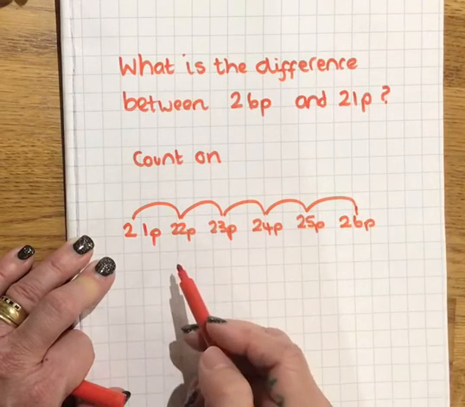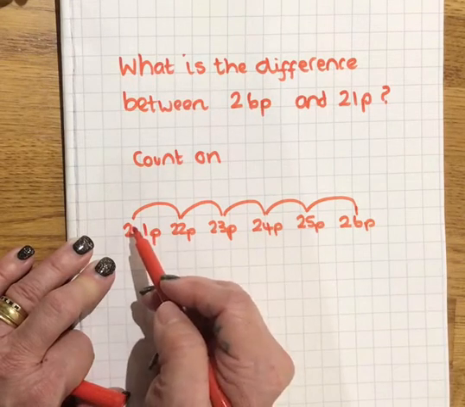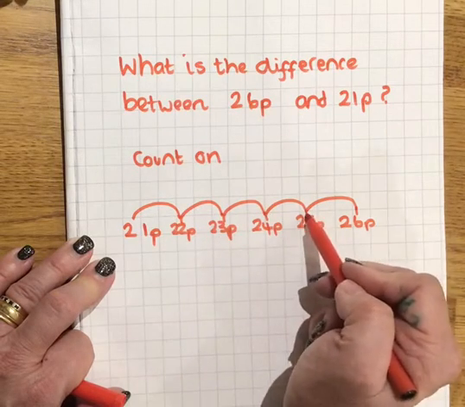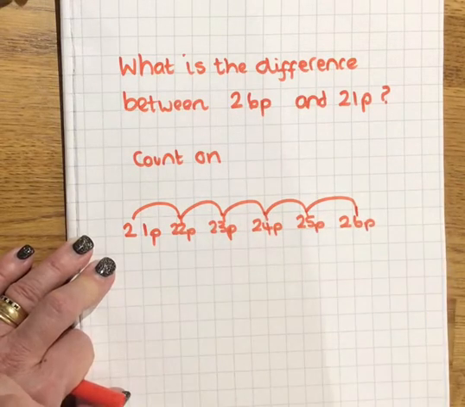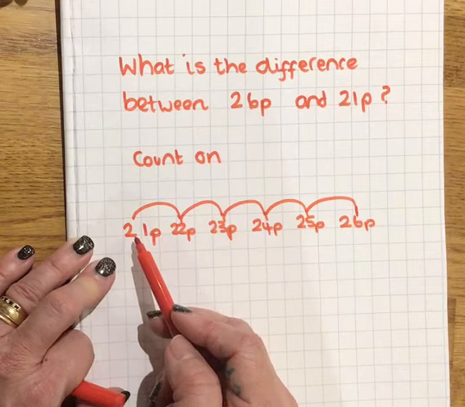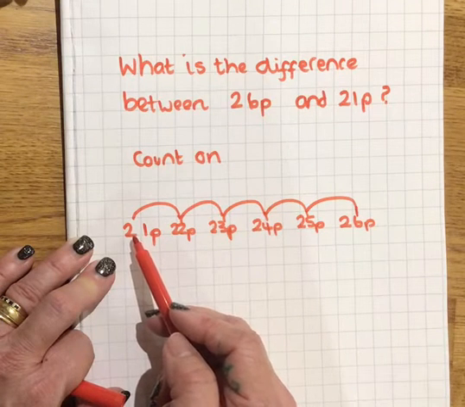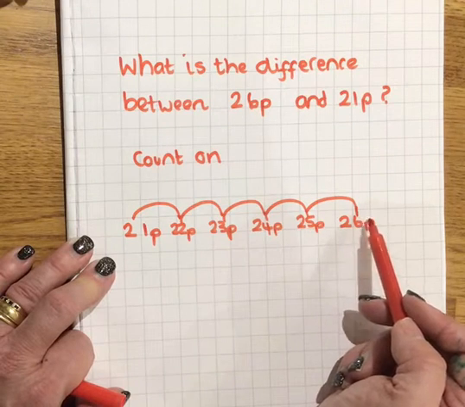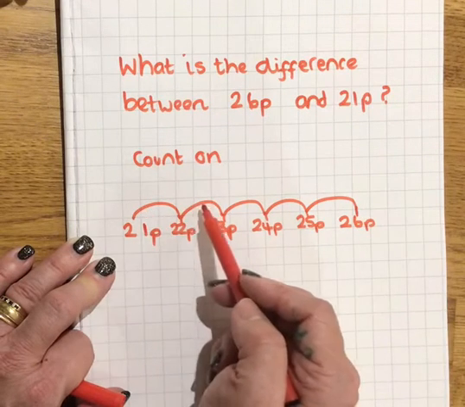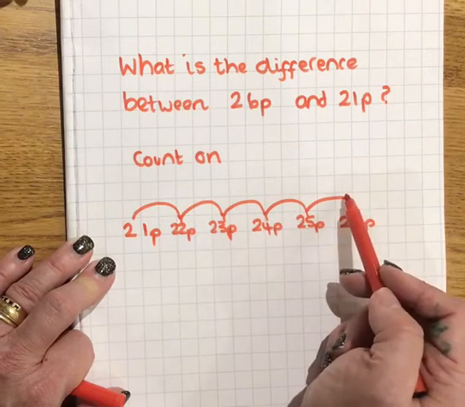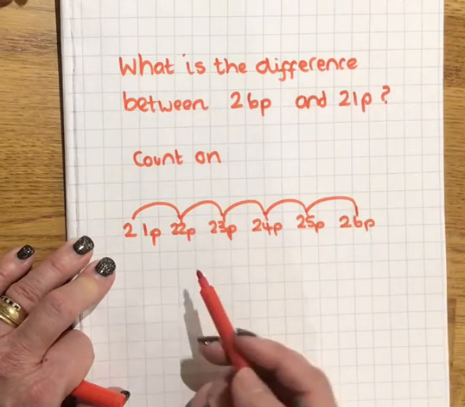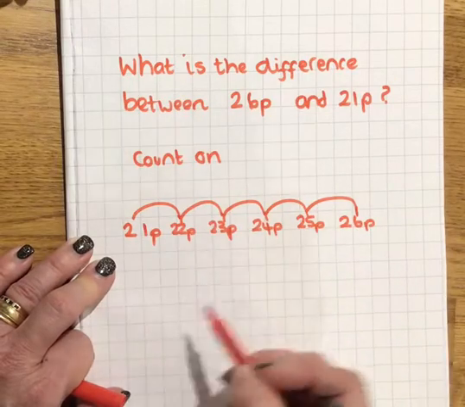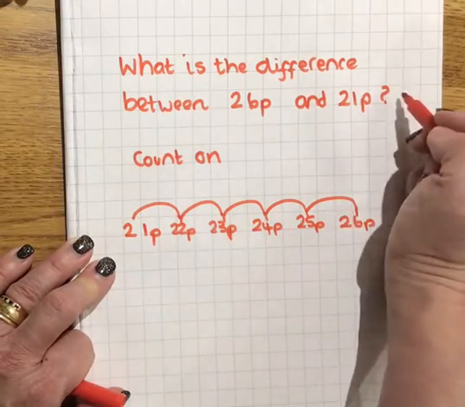Now it's really important when you're drawing the jumps on your number line that you make sure your jumps touch the number. Otherwise we'll get confused. I'll show you what I mean in a minute. So I've jumped on my number line from 21p up to 26p. I now need to count the jumps. So 1, 2, 3, 4, 5. So there are 5 jumps. So the difference between 21p and 26p, or 26p and 21p, is 5p.